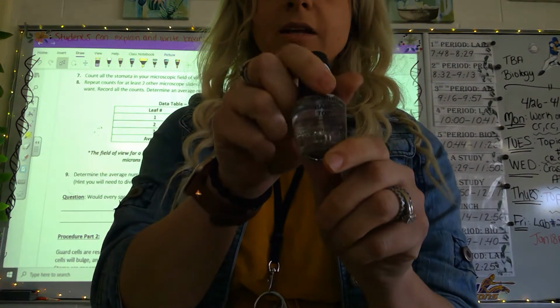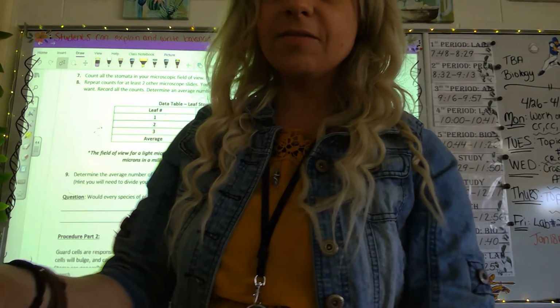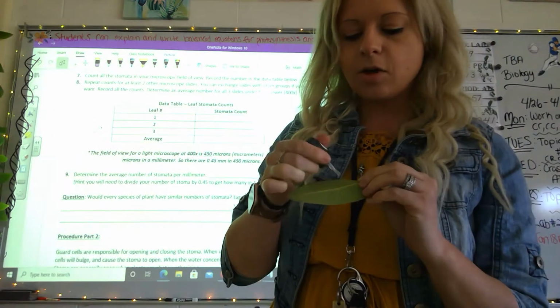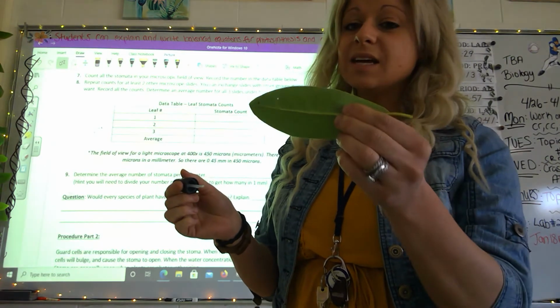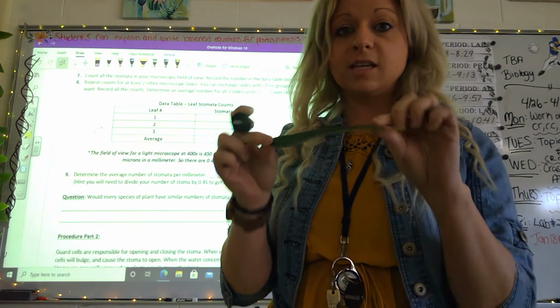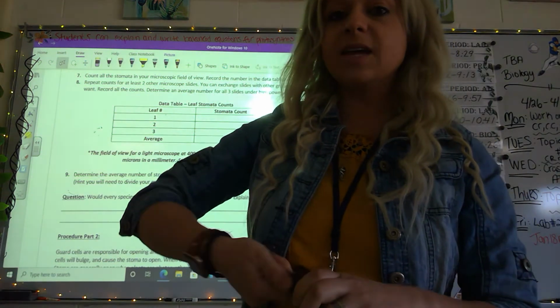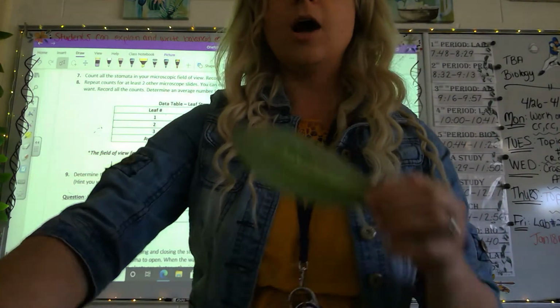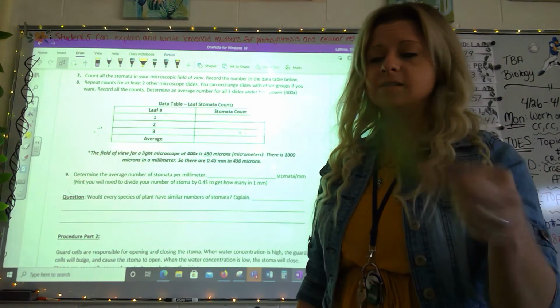So what I do is I take a little bit of fast drying nail polish, get out the extra, and I go ahead and paint about the size of a penny on the lower side of the leaf, because for this species, it has a really thick, waxy cuticle. So I want to make sure if I want to see all the stomata that I get to the bottom. After about a minute, let it air dry super fast.